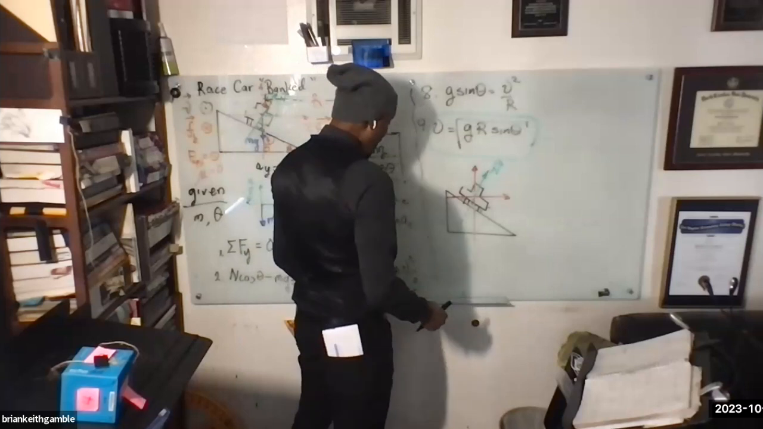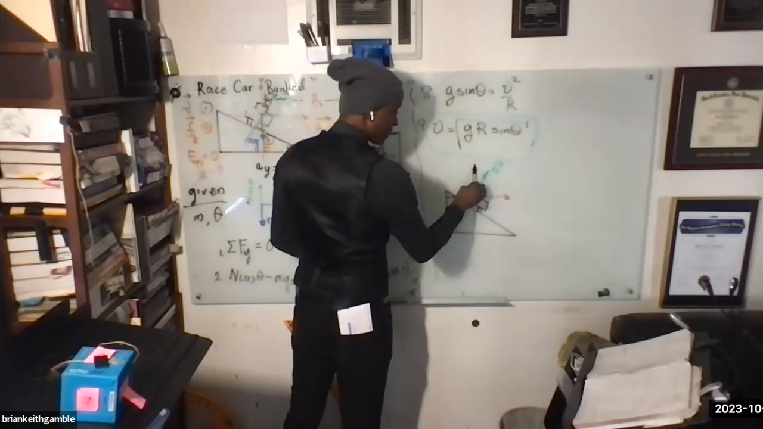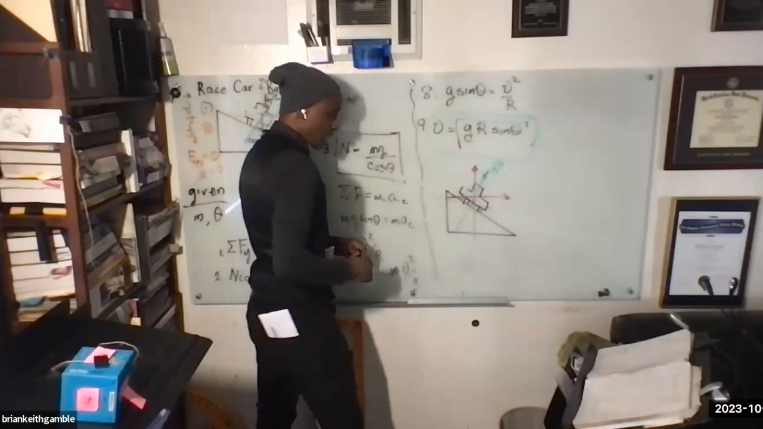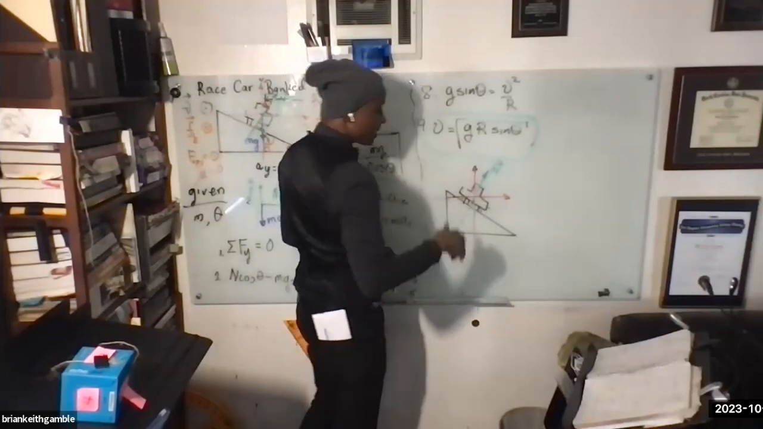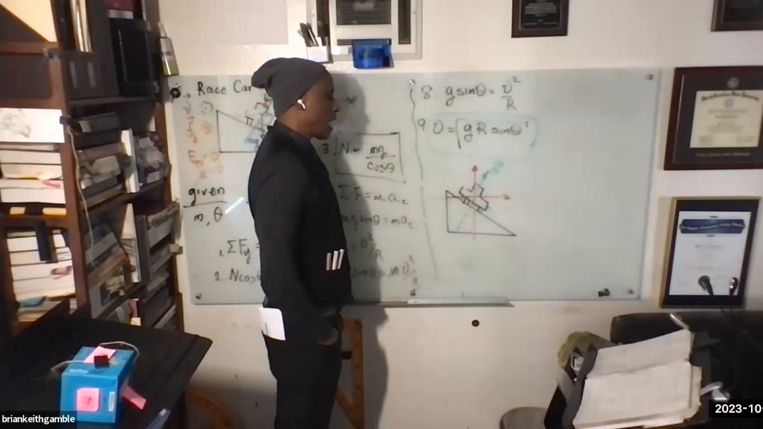Now, if that's not what was throwing you off, what was throwing you off is why isn't the normal force like this? Like along the positive y-axis. That's a different question. That question is because I'm choosing my axis so that it's not.